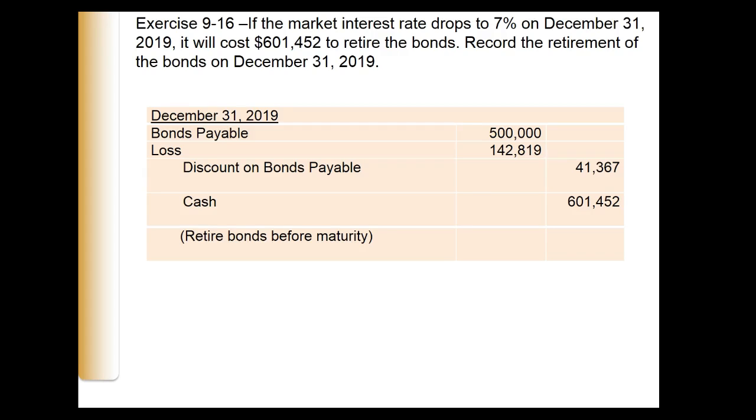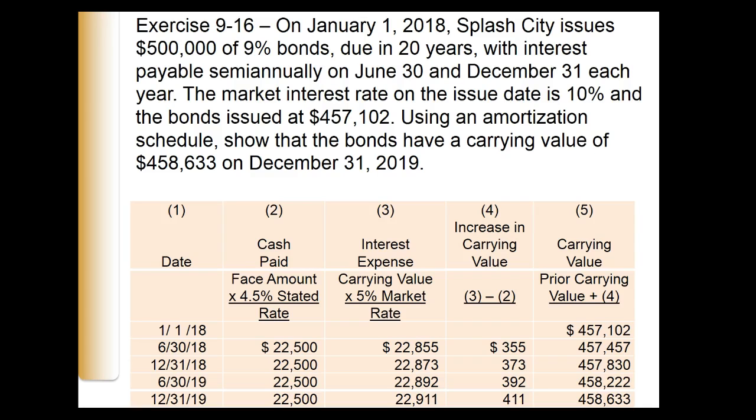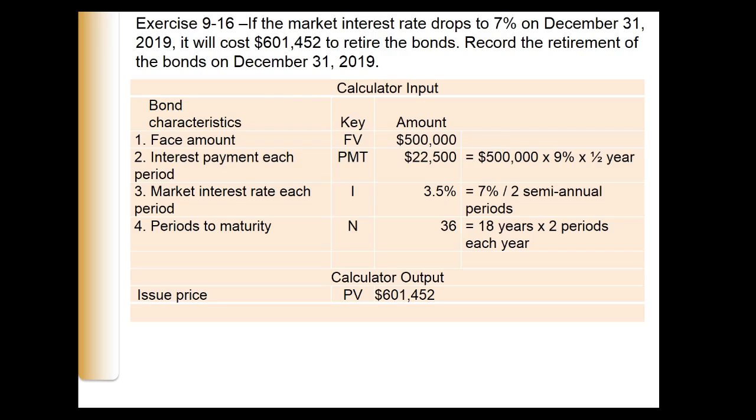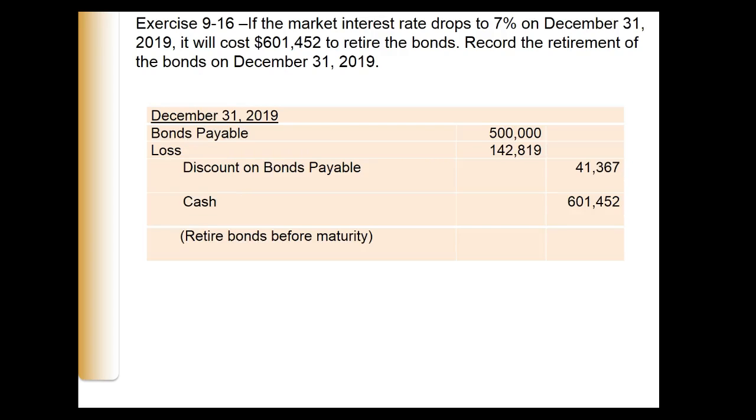Now I want to go back and talk about the discount on bonds payable of $41,367. We know that our carrying value here is $458,633. That carrying value is the difference between the face amount minus the discount on bonds. So that is our carrying amount. We need to zero both out, the bonds payable and the discount on bonds payable. And that gives us our loss. Our loss is $142,819.